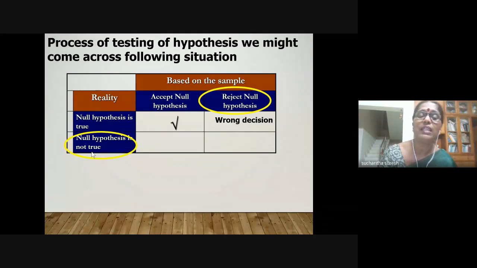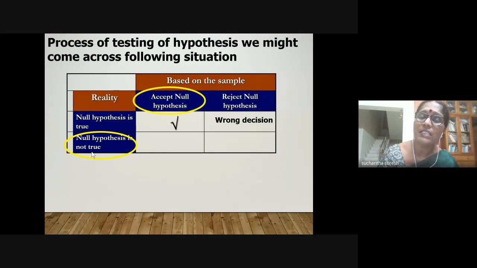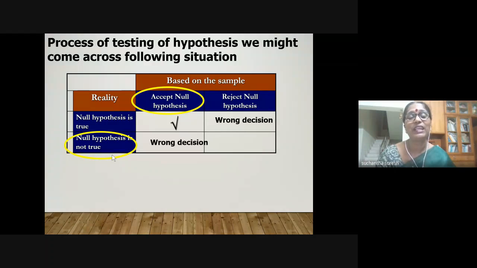Suppose the null hypothesis is not true, in the sense that in reality one is more famous than the other. You are understanding, right? Let us assume that in reality one is more famous than the other. My sample says to accept the null hypothesis. What is the meaning of that? It says there is no difference. All right. My sample says there is no difference. So again, it is a wrong decision.